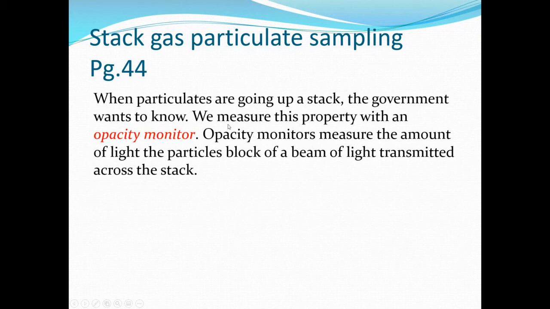And what an opacity monitor does is it measures the amount of light that the particles in the stack gas block of a stream of light that's transmitted across the stack. So it is a path style analyzer that measures the amount of light that makes it across, or that isn't blocked by particles in the stream.